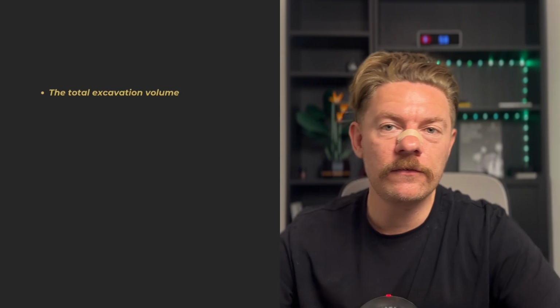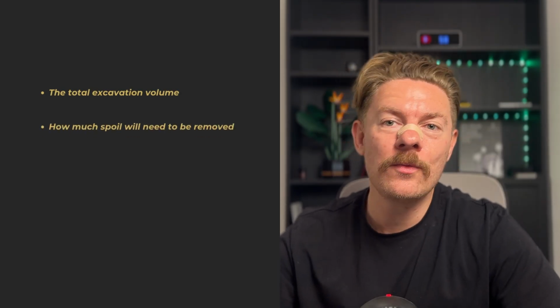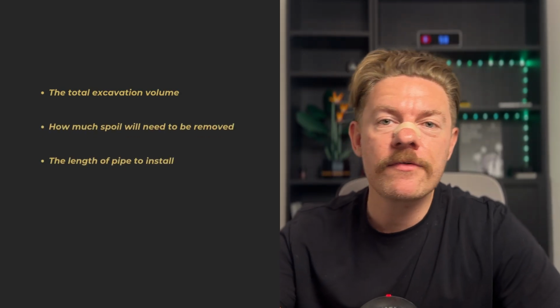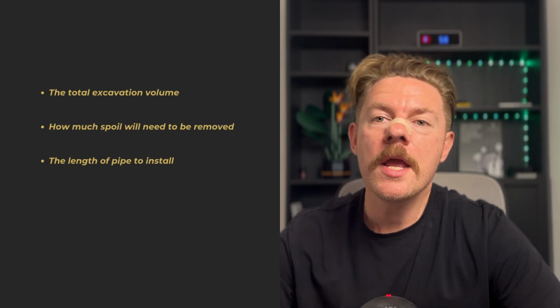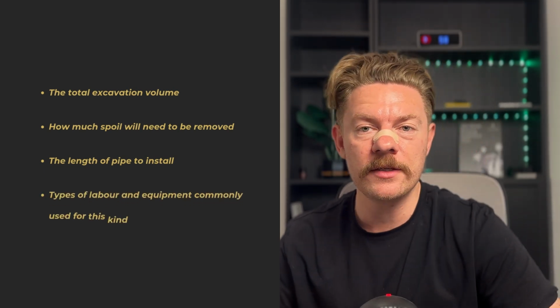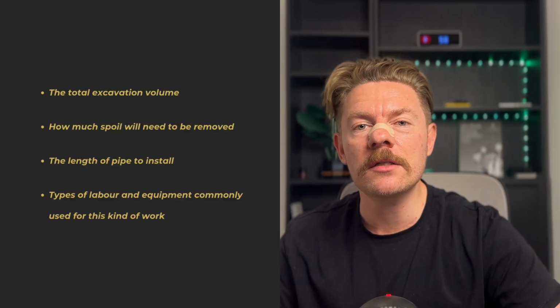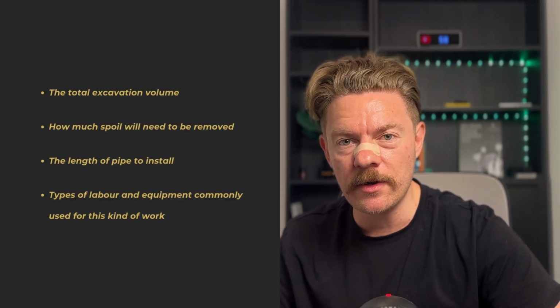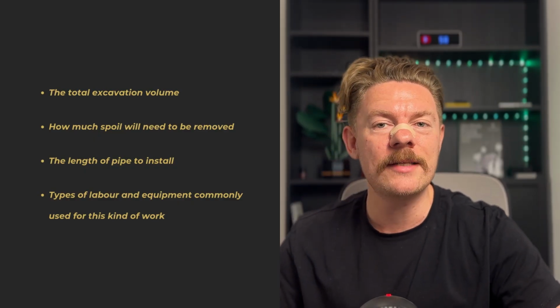So using this district cooling example, you can ask ChatGPT to calculate things like the total excavation volume, or how much spoil will need to be removed, or the length of pipe to install. You get the idea. It can also suggest the types of labour and the equipment commonly used for this kind of work, which you can then adjust based on your own experience or what your contractors typically provide.